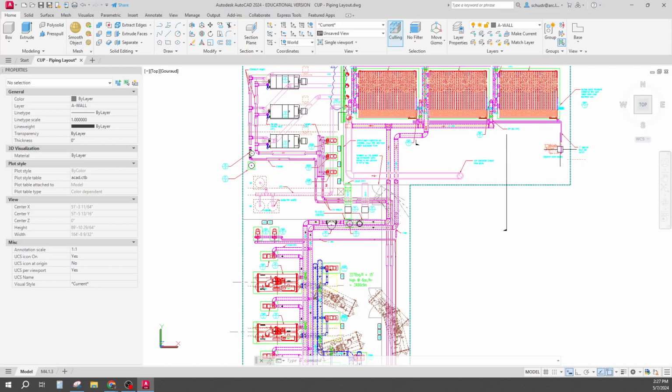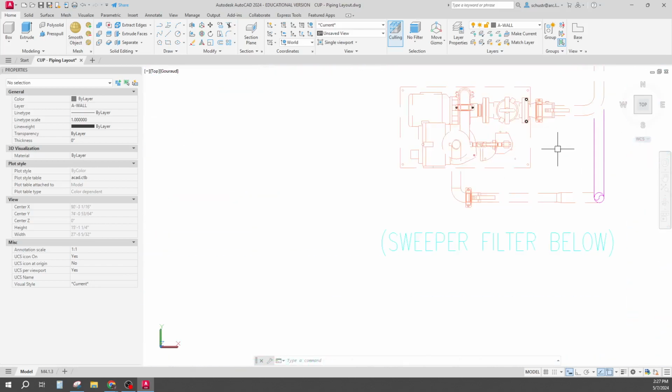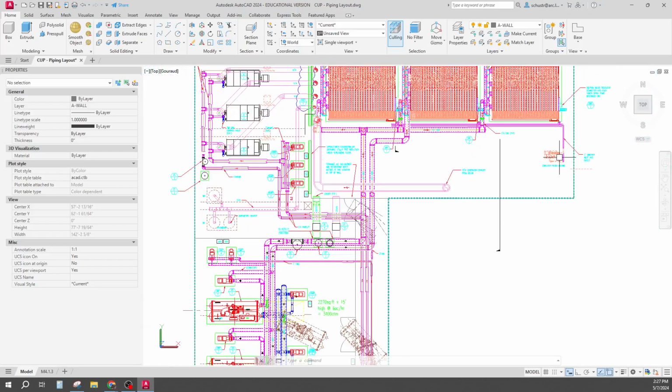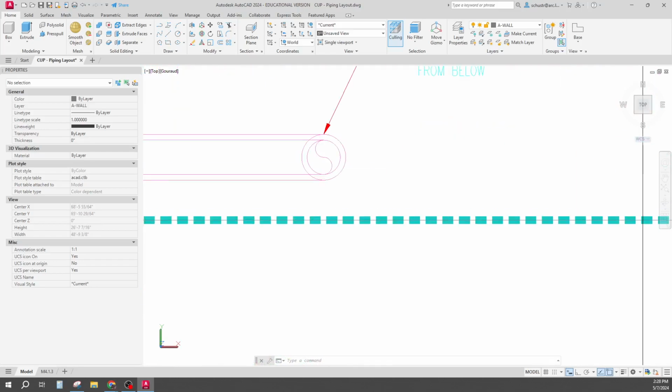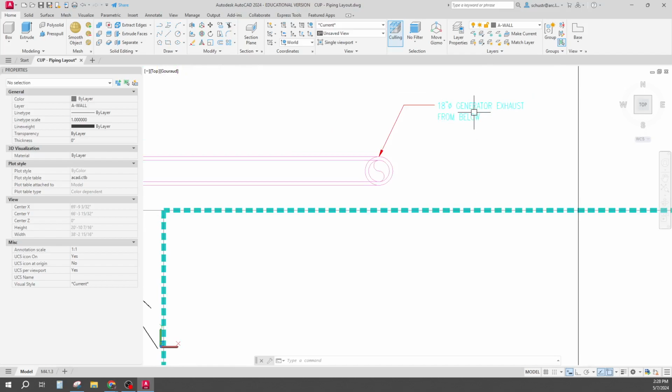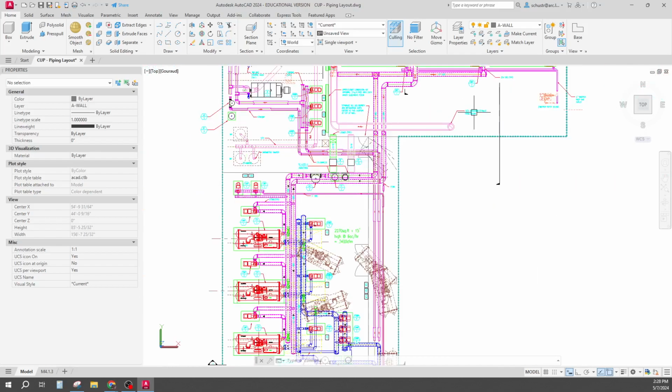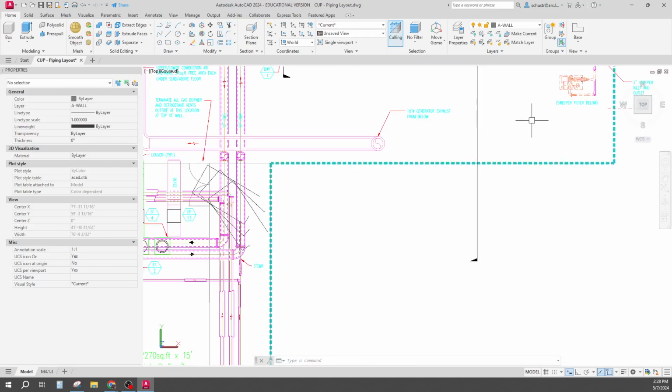This whole piping system here, sweeper filter, we totally ignored that. So we would need to model and do the sweeper filter. Generator exhaust. I think also electrical panel in that room was not put. Electrical panel, there's no electrical panel in the cooling tower.